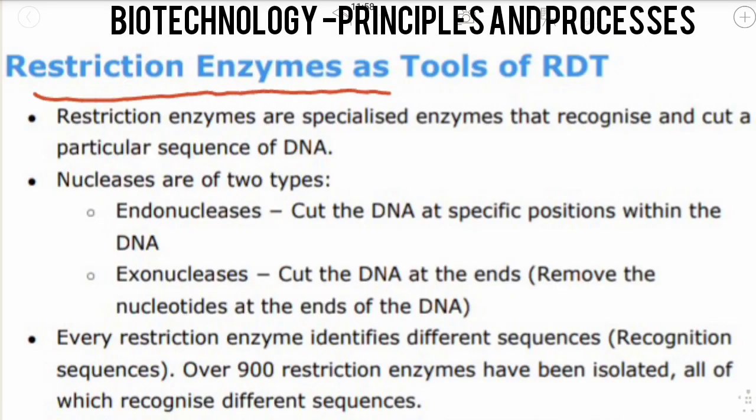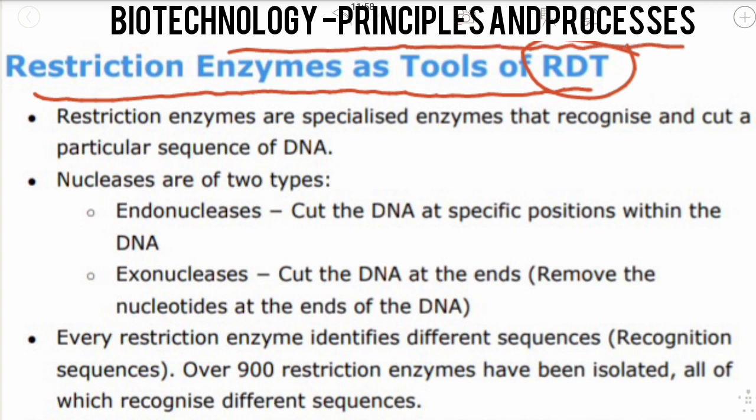Restriction enzymes as the tools of RDT, recombinant DNA technology. This topic is taken from the chapter of biotechnology principles and processes. So, we know that genetic engineering or recombinant DNA technology can be accomplished only if we have key tools. So, what are key tools? That is restriction enzyme, polymerase enzymes, ligase, and vectors, as well as the host organisms. So, there are some very important tools. So let us understand each one of them in detail.